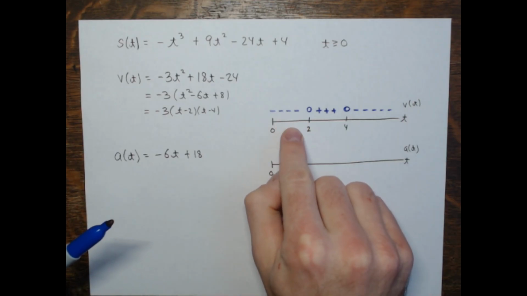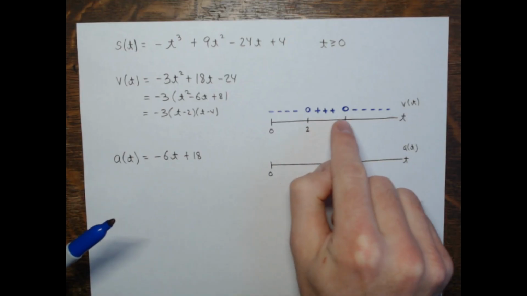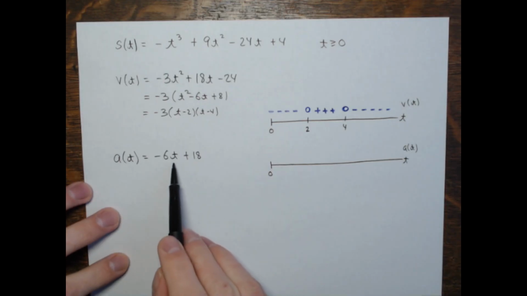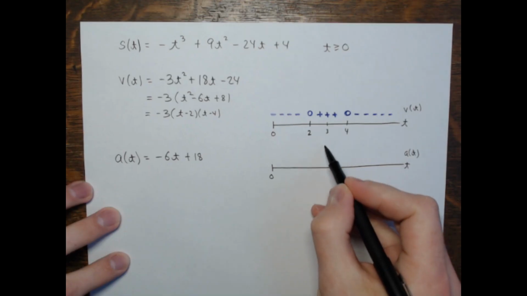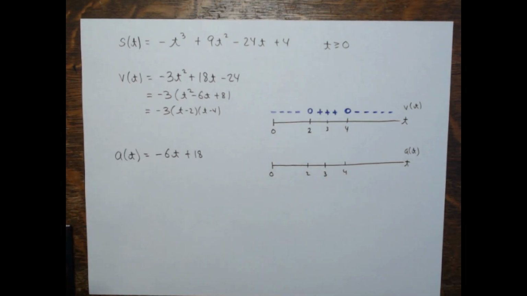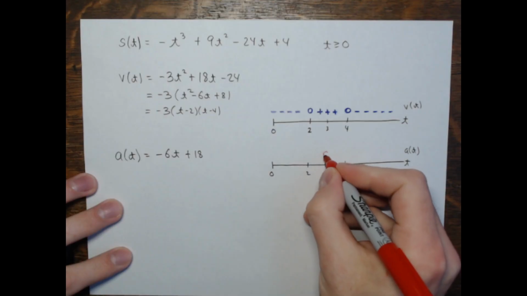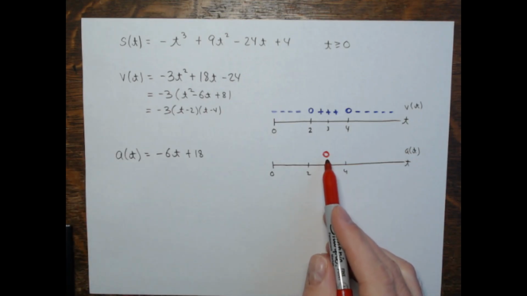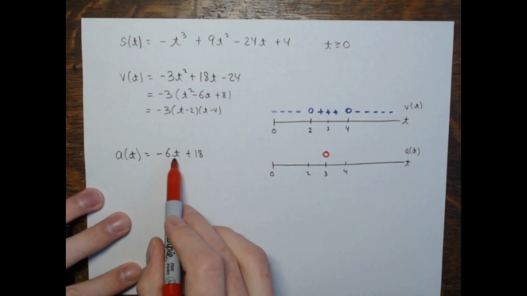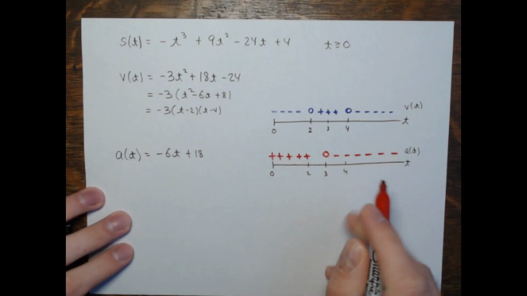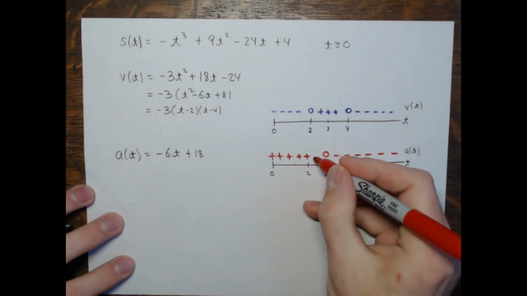So the bird's flying left for the first 2 seconds, flying to the right for the next 2 seconds, and then after 4 seconds, it's flying to the left forever. Then the acceleration, negative 6t plus 18, would be 0 at 3 seconds. So 3 seconds is here, so I'll mark down 3 and all the special numbers, 2 and 4 from the velocity one. But at 3 seconds, acceleration is 0. So there's no wind for an instant. And then when t is 0, this is a positive acceleration, and then negative to the right of 3. If you plug in a value bigger than 3, that's negative.